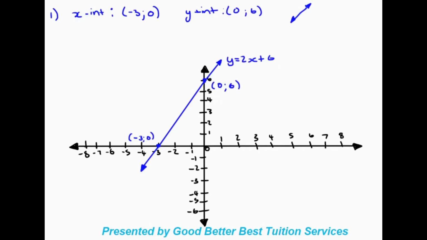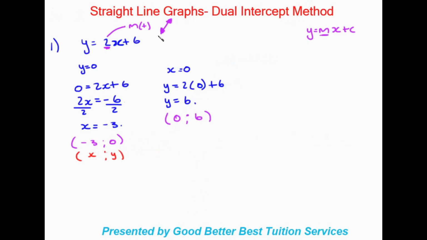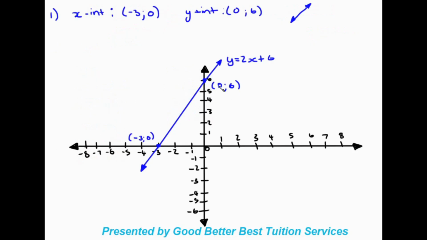Okay, so just running back through the steps again. The first thing we did was we identified with the gradient what the graph was going to be doing. Then we did the dual-intercept method, we found both intercepts. And then we went to plotting. Once we plotted, we identified which points were plotted where, and we identified which graph it was by writing the equation of the graph. So now moving on to the second example.